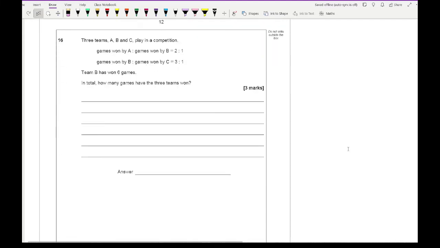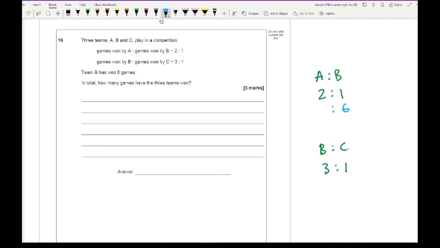Moving on to question 16, it says that 3 teams, A, B, and C, play in a competition. The ratio of games won by A to games won by B is 2 to 1. Games won by B to C is 3 to 1. Team B has won 6 games. In total, how many games have the 3 teams won? So if you just write down A to B, that's 2 to 1, and we've got B to C, which is 3 to 1. Now we know that B equals 6 games.